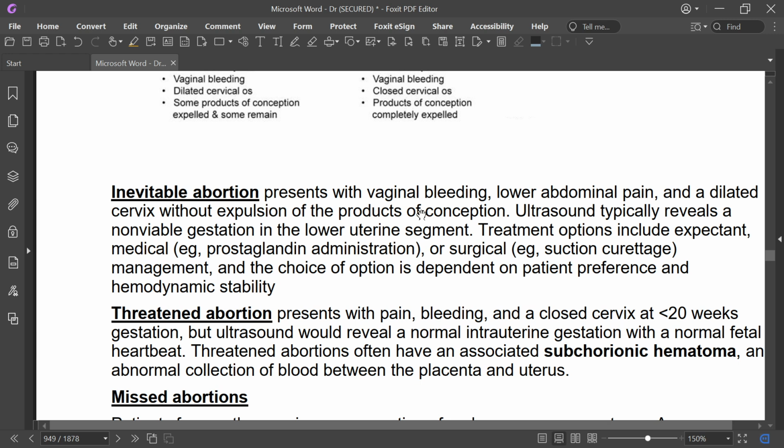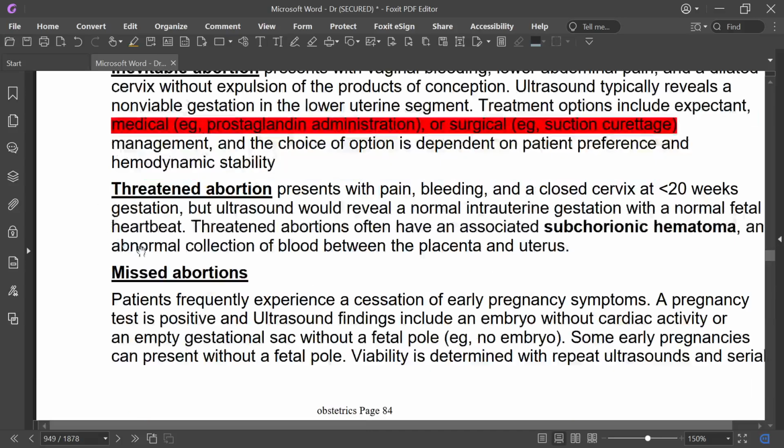Treatment options are prostaglandin administration or surgical curettage. The choice of option depends on the patient's preference and hemodynamic instability. So: suction curettage or prostaglandin administration.